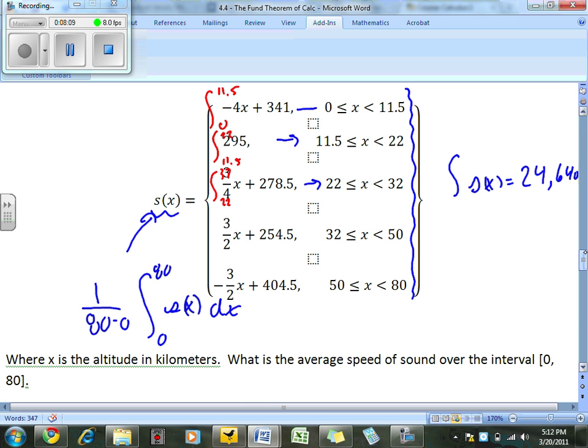So what the average value theorem says is we can take 1 all over 80 times our integral of s of x from 0 to 80. So that's going to equal 24,640. We divide by 80, and we get an average velocity of 300 meters per second. So there's one way we can use the average value theorem with integrals.